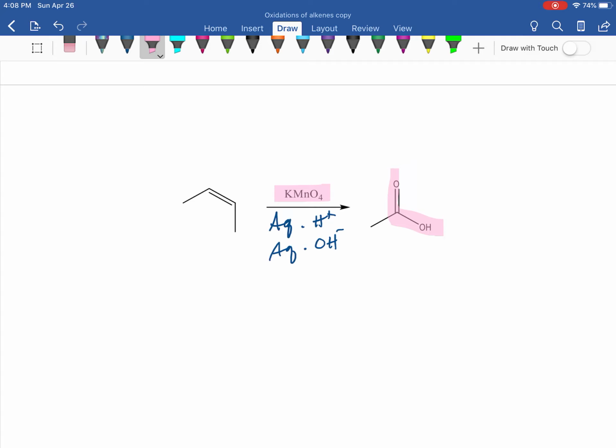So I'm not even going to give us that reaction. I'm going to go straight. Whoa, what did I do, y'all? I got so excited about oxidations, I think I hit it with my palm. I'm going to go straight to the carboxylic acid.